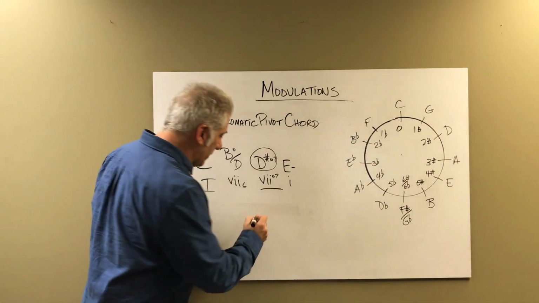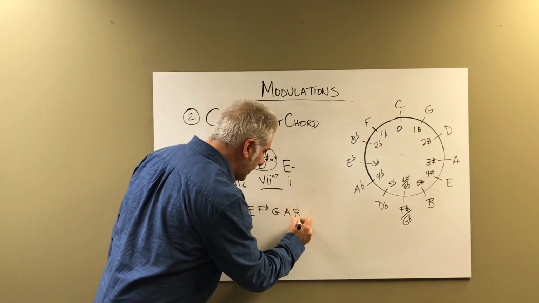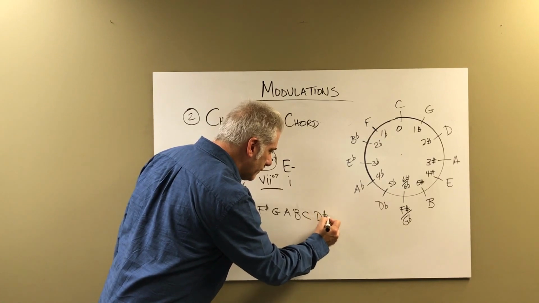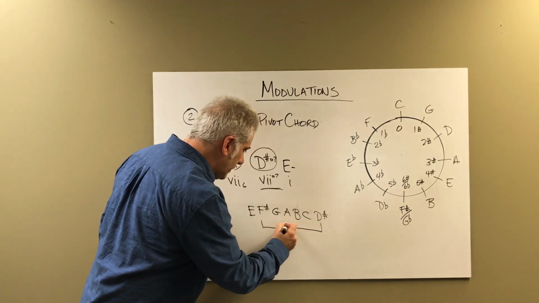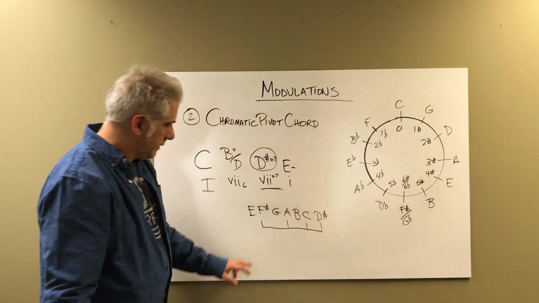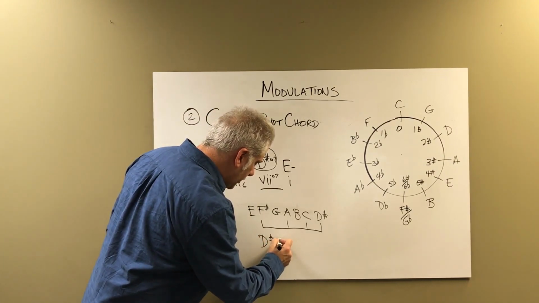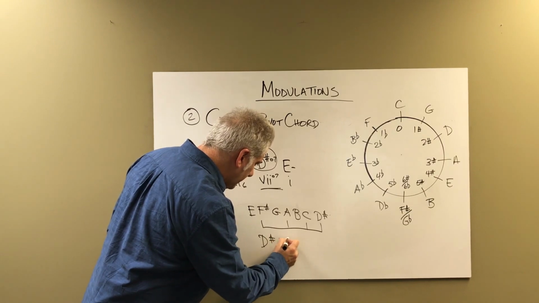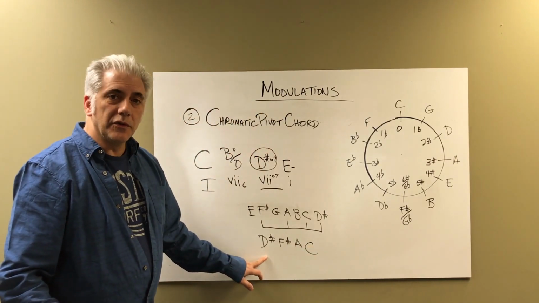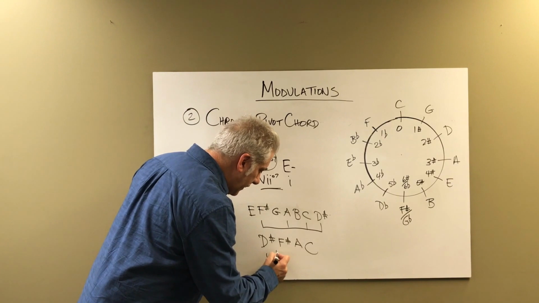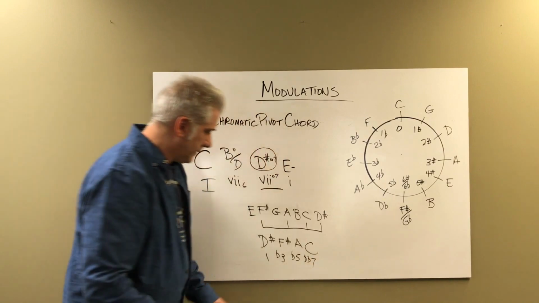Just to refresh, E harmonic minor: E, F sharp, G, A, B, C, D sharp. If you look at D sharp, F sharp, A, C, okay? D sharp, F sharp, A, C is a D sharp diminished 7th chord. Okay, this is a 1, flat 3, flat 5, double flat 7.